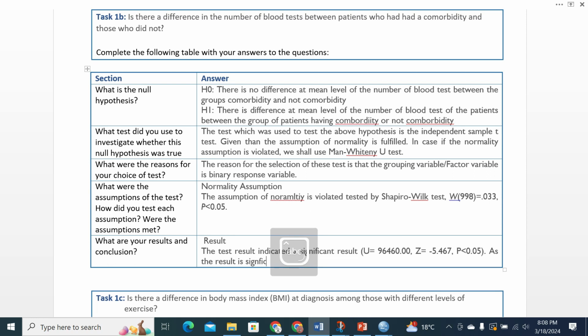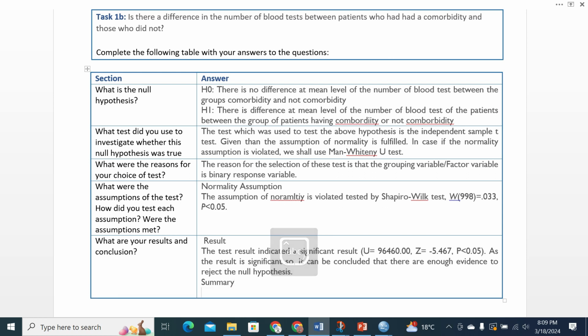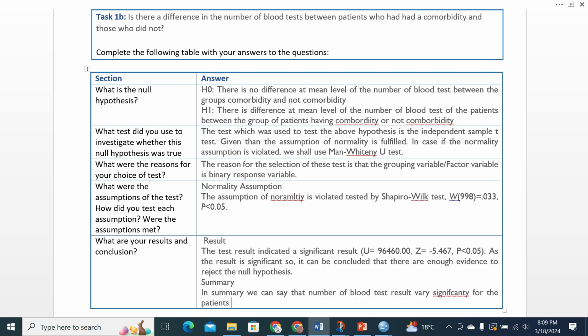As the result is significant, it can be concluded that there is enough evidence to reject the null hypothesis and accept the alternate hypothesis. In summary, your conclusion, we can say that the number of blood tests varies significantly for the patients having comorbidity compared to the patients without comorbidity on average.